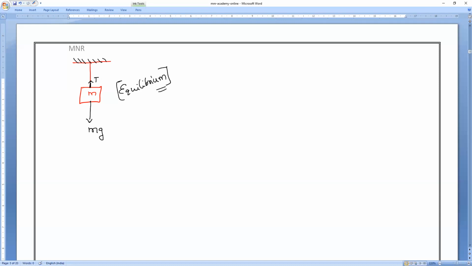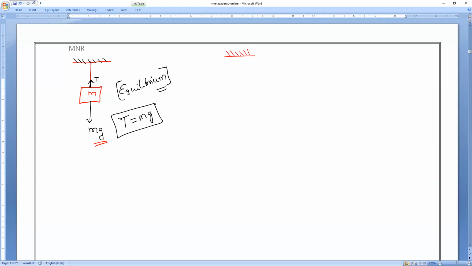Okay. In these cases, if the body is in equilibrium, then upward and downward there is no displacement of the body. So T is equal to what, everybody? T is equal to mg. Yes or no? Tension in the string is equal to the weight of the body, mg. That's all.